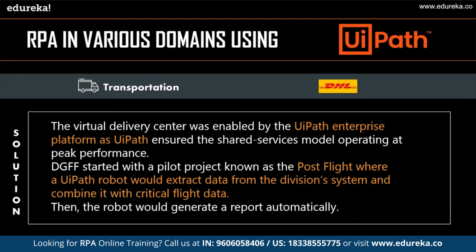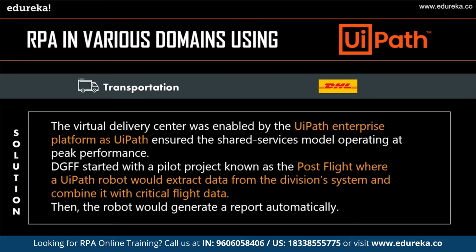DGFF started with a pilot project known as the POST, where a UiPath robot would extract data from the division system and combine it with critical flight data. After that, the robot would automatically generate a report. Before the company came up with this solution, the company had to put around 30 people to complete the same process. But now, after UiPath has helped them automate, 15 of the employees are moved to more rewarding and higher value work, and the rest are managing the activity-based exceptions to lead to better customer service.